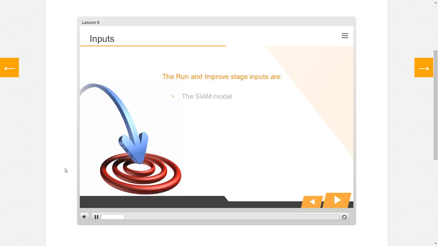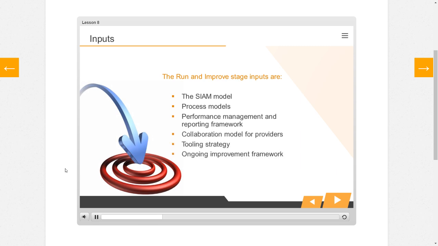The inputs to this stage are shown on screen now. The performance management and reporting framework is essential for demonstrating that SIAM is delivering the results that the customer organization expected. It will include key performance indicators and targets to measure all aspects of the SIAM model, and also the production of reports to show that targets are being met and to highlight opportunities for improvement.